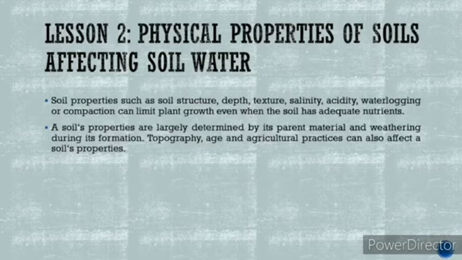Soil properties such as soil structure, depth, texture, salinity, acidity, waterlogging, and compaction can limit plant growth, even when the soil has adequate nutrients. A soil's properties are largely determined by its parent material and weathering during its formation. Topography, age, and agricultural practices can also affect a soil's properties.